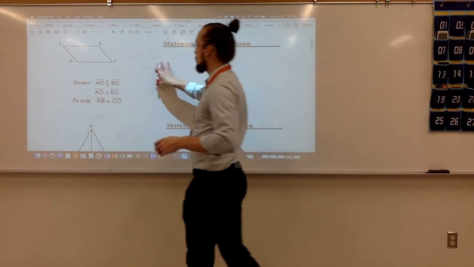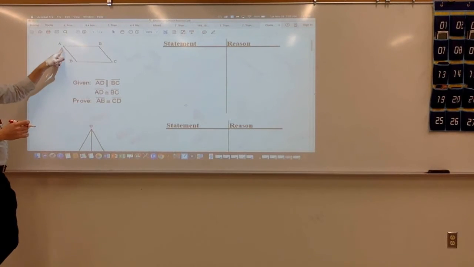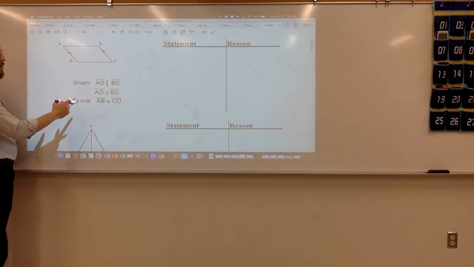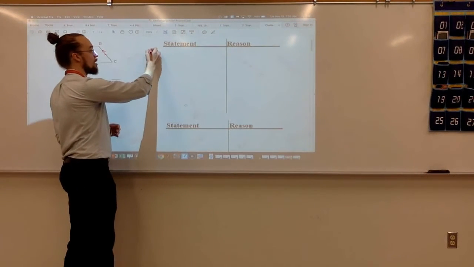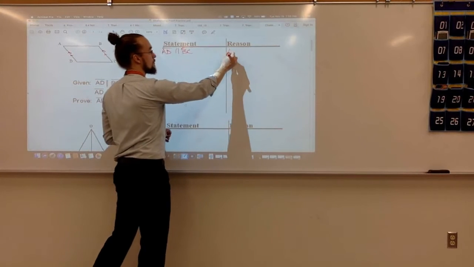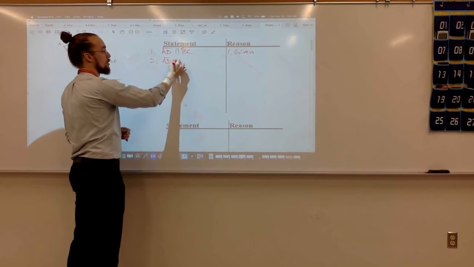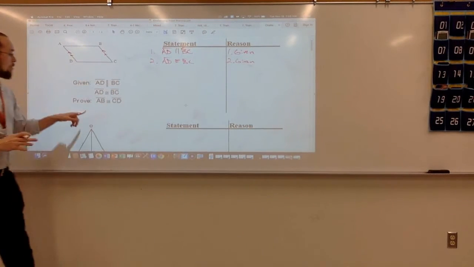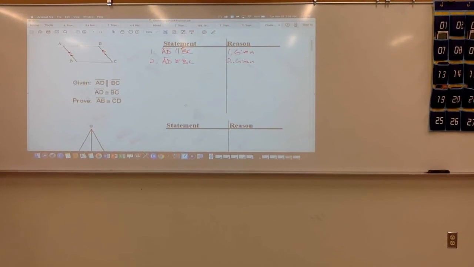try some. So let's look at this first one. Okay, all we're given is a parallelogram, and then I'm given that AD and BC are parallel. I'll mark that on the diagram, and I'm given that AD and BC are congruent. Okay, so I'll go ahead and start with that in my proof. So AD is parallel to BC, and AD is congruent to BC. Okay, so my ultimate goal is to prove that AB and CD are congruent to each other.